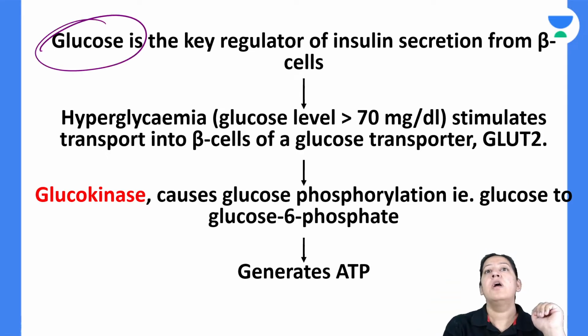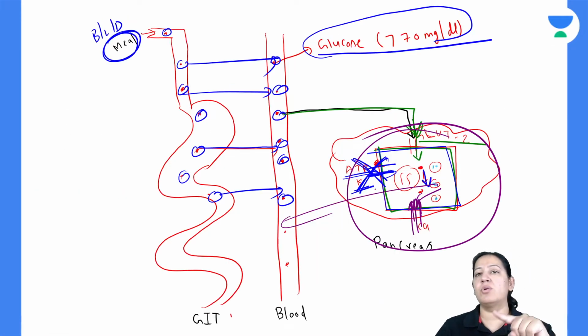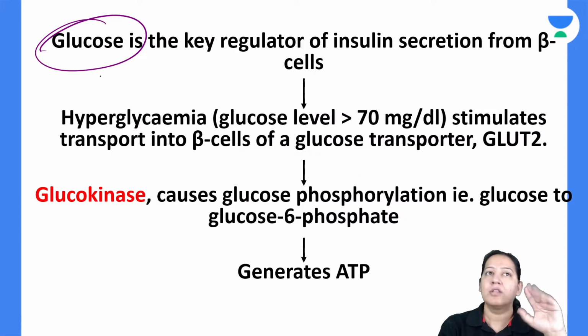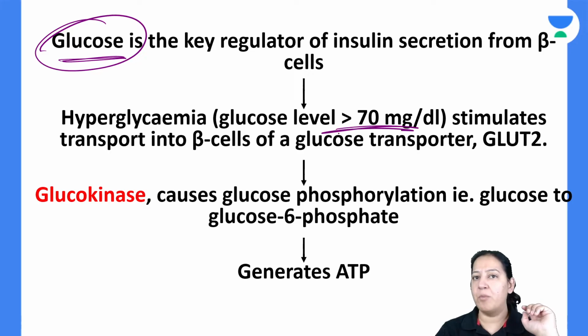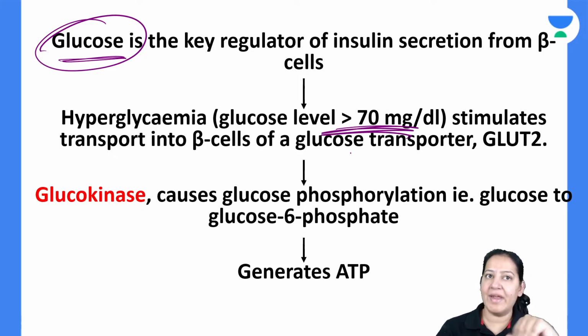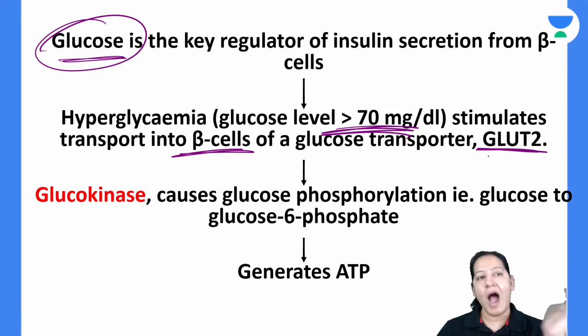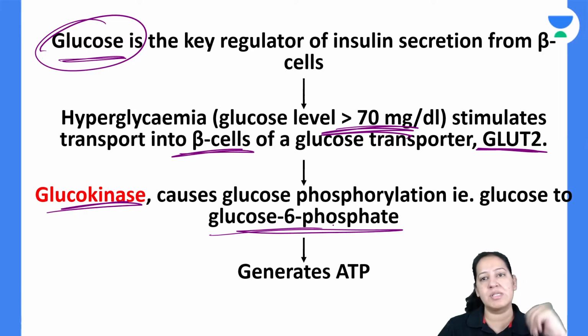Glucose is the trigger. Glucose is the key regulator for insulin release. So who is causing insulin release? Glucose is causing it. Whenever the person is taking a meal, the glucose goes in the blood, and that is the trigger. When blood glucose level is more than 70, it enters inside the beta cell of the pancreas via transporter GLUT2. After entering, glucokinase acts on the glucose, converting the glucose to glucose 6-phosphate.